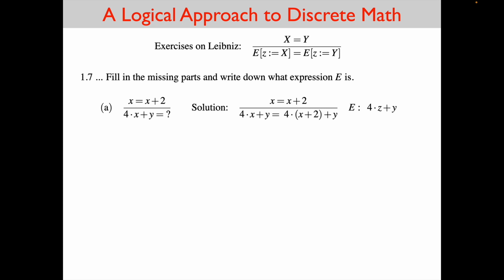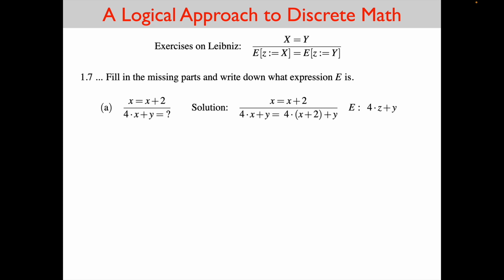If this is what you came up with, congratulations. E is 4 times z plus y. Now, it's usually easier to check that this is true after you have been given the form of E. Because if E is 4 times z plus y, well, if everywhere there is a z, you replace it with x, then you get 4 times x plus y, which is the left-hand side of the equals below the horizontal inference rule line.